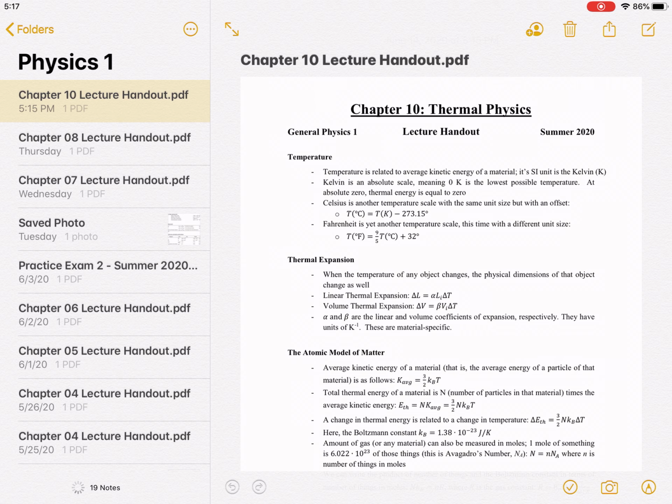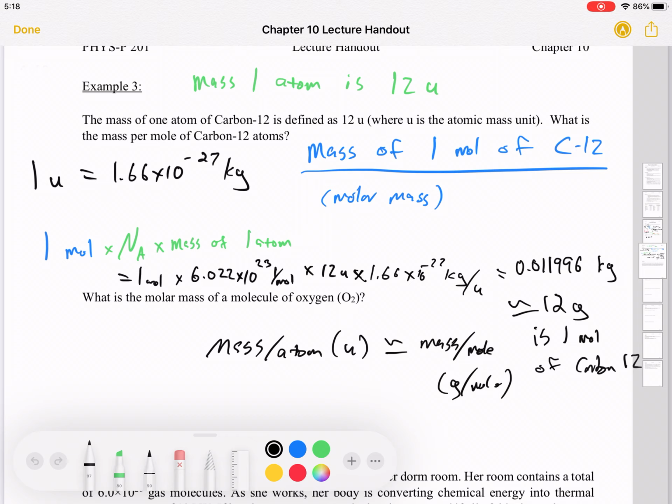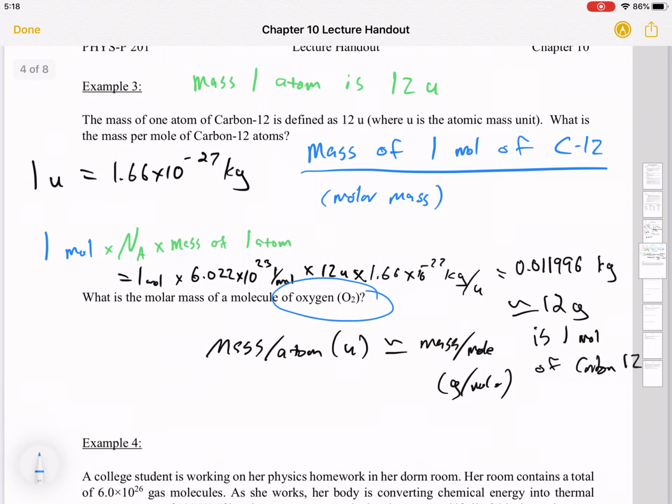Okay, so let's look back at this example. We just found the molar mass of carbon, the mass per mole of carbon. It was 12 grams per mole. So the next part of this is what's the molar mass of oxygen gas? Oxygen gas shows up with oxygen bound to itself. Well, that means, again, I can just read this directly off of the periodic table. The mass of an atom of oxygen, we just said, was 15.999 atomic mass units. It's also 15.999 grams per mole.